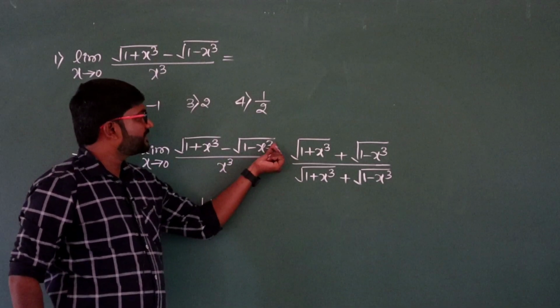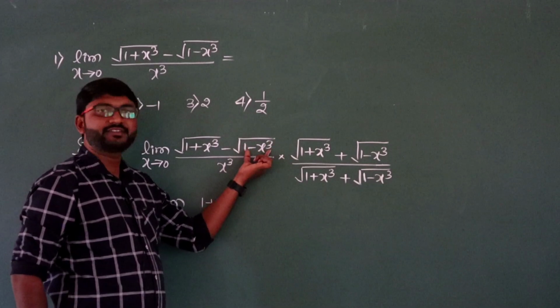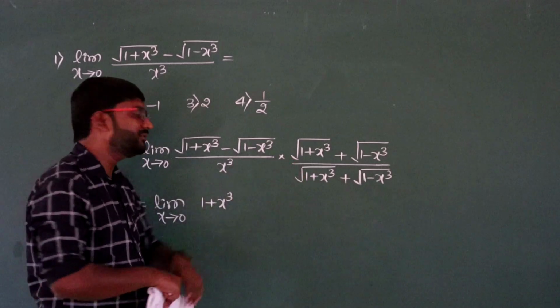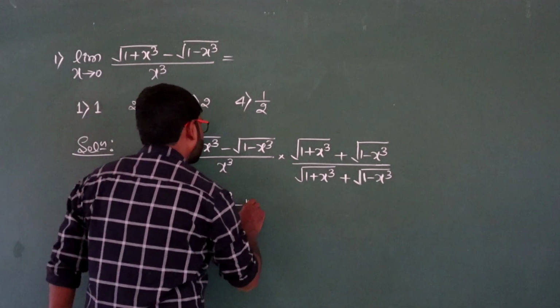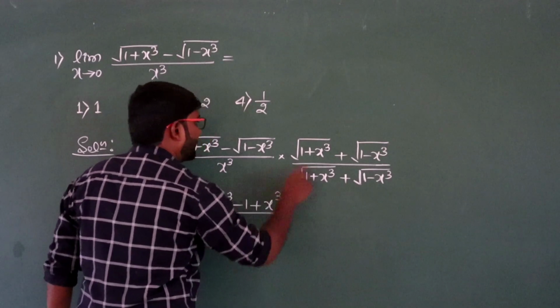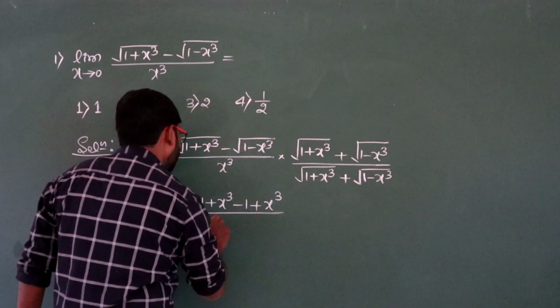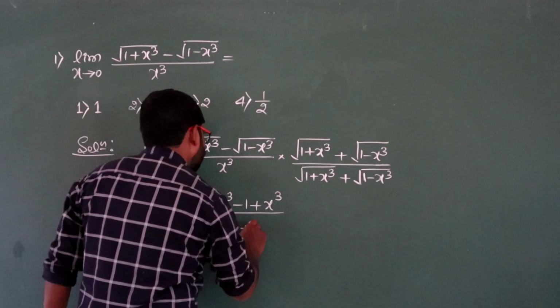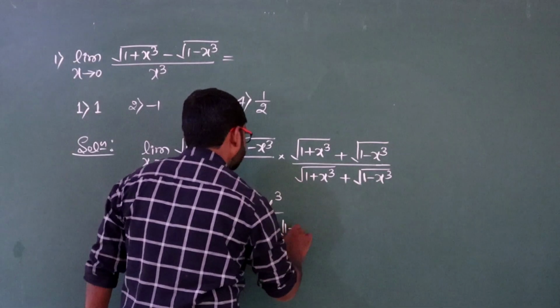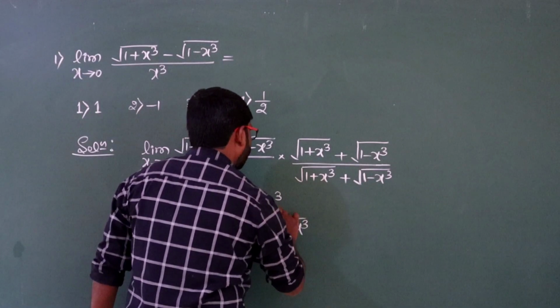Minus b square means this term. Square and root get cancelled. We have 1 minus x cube. And here you will be having the minus sign. That minus sign will be multiplied to the next two terms. So minus 1 plus x cube, divided by, write this term as it is now, x cube into the bracket square root of 1 plus x cube plus square root of 1 minus x cube.